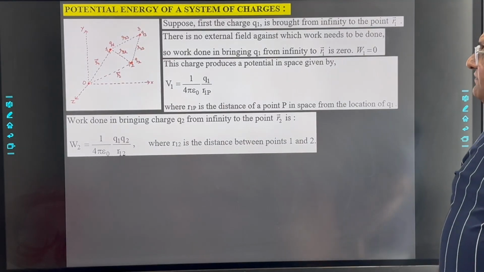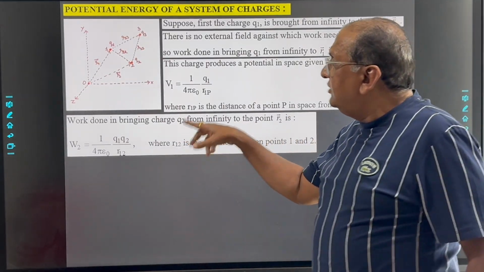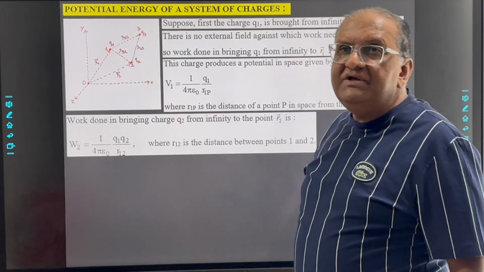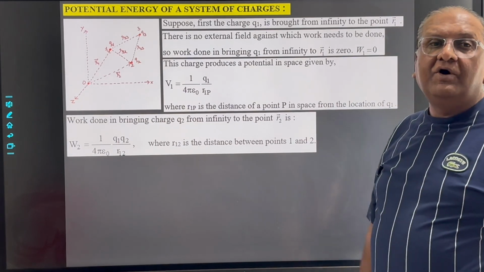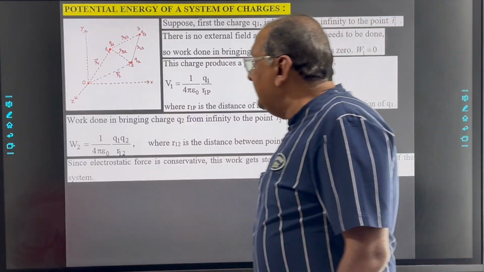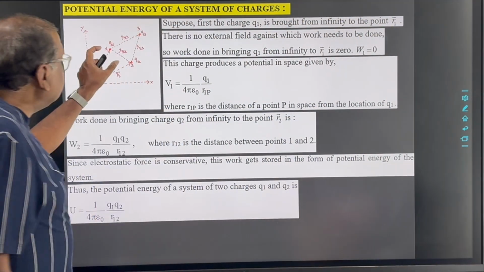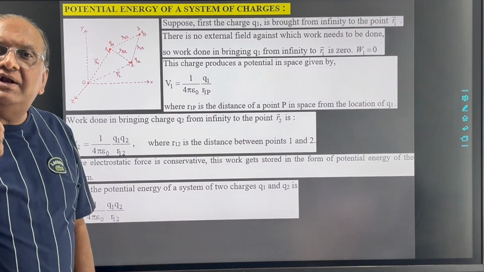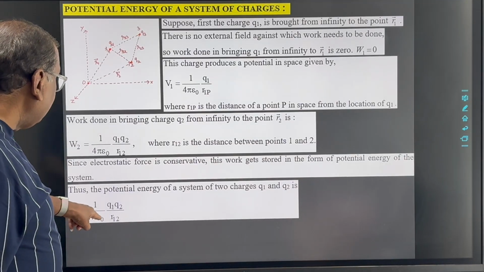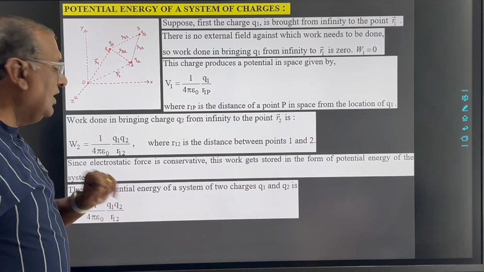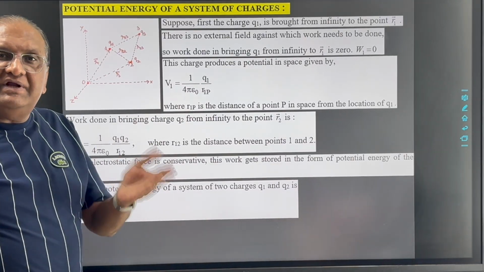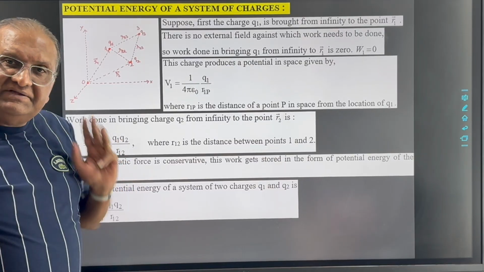Clear? Now this total work done to prepare the assembly of these two charges Q1 and Q2 will be stored in it in the form of potential energy. So we can say the potential energy of a system of two charges Q1 and Q2 is given by U equal to 1 upon 4 pi epsilon 0 Q1 Q2 upon R12. Similarly, now we can calculate the potential energy of a system of three charges.